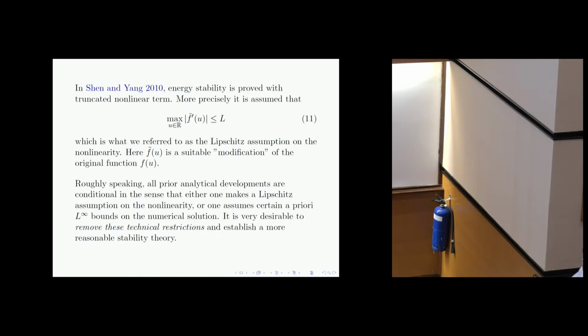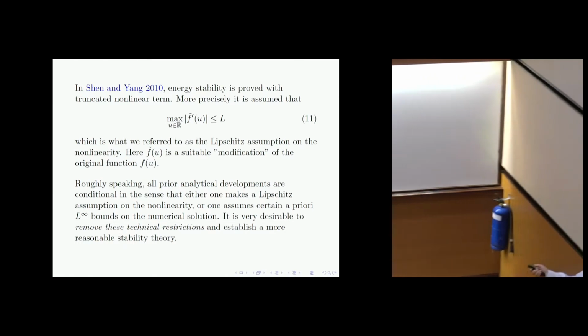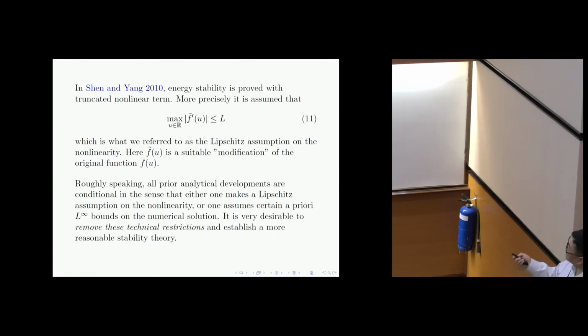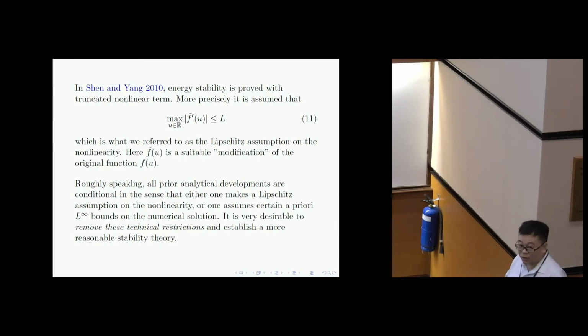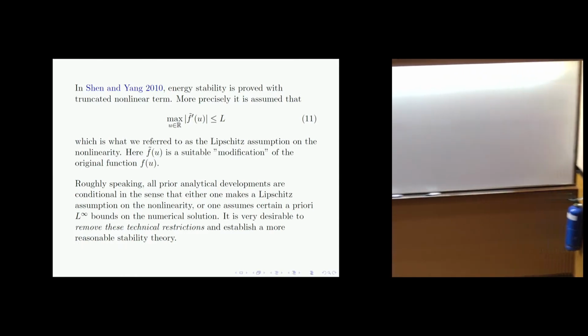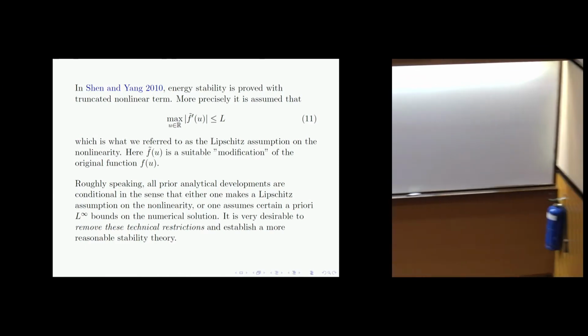For example, if u is bounded from -1 to 1, then on the closed side of the domain, they could have the boundedness of the nonlinear function. Roughly speaking, all prior analysis requires arithmetic boundedness on the numerical solution. That could not be avoided, and that's our target to remove. Our target is to remove this technical restriction and establish a more reasonable stability theory.